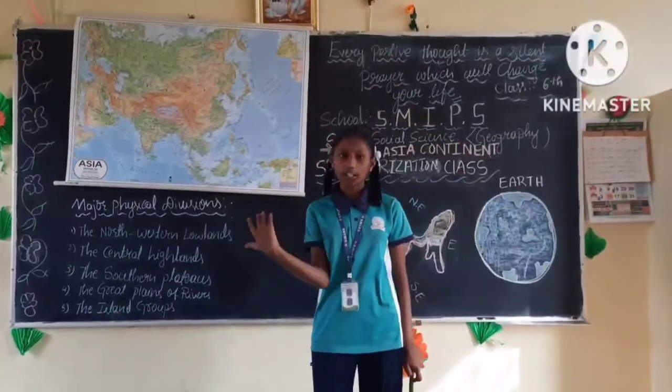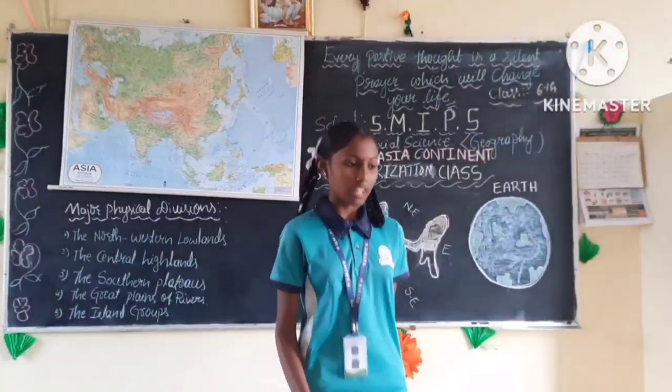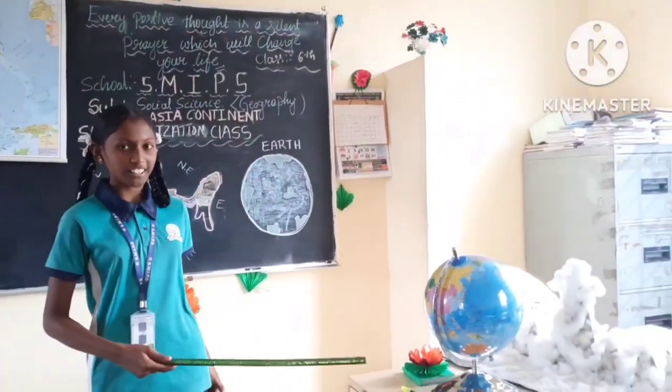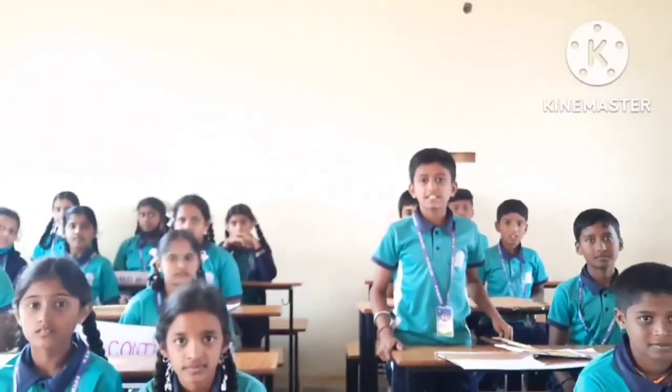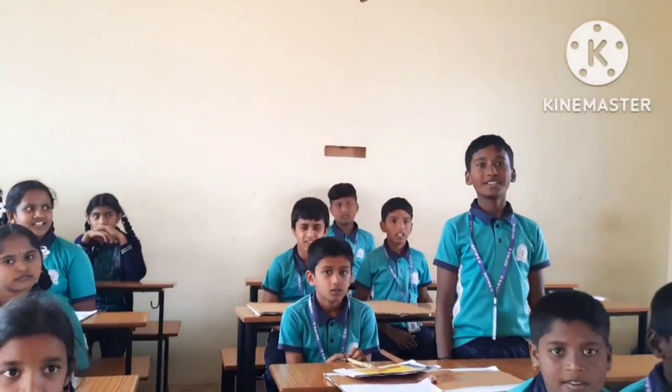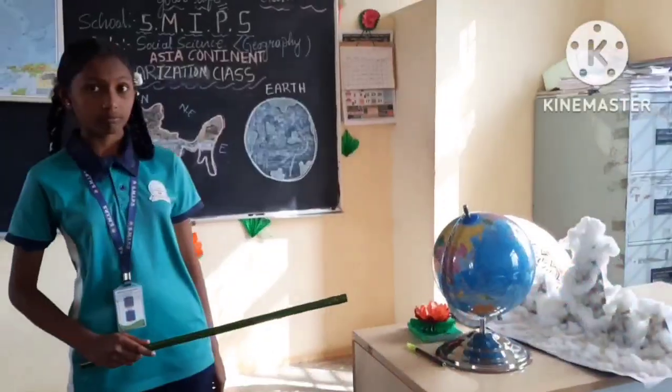Explain the Asia continent and the globe. This. What is this? This is a globe. What is a globe? A globe is a model of the earth.